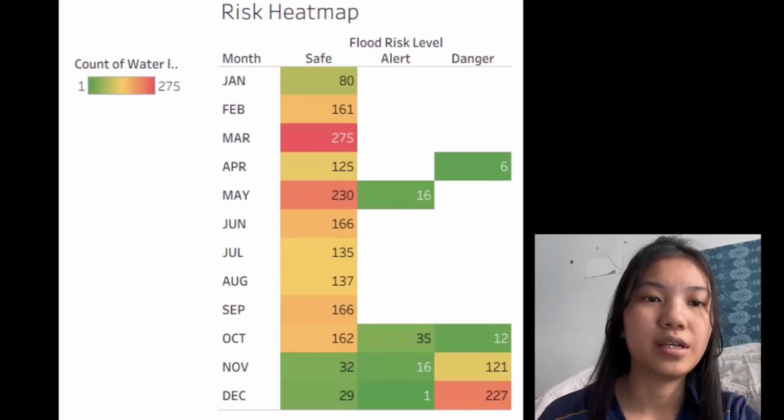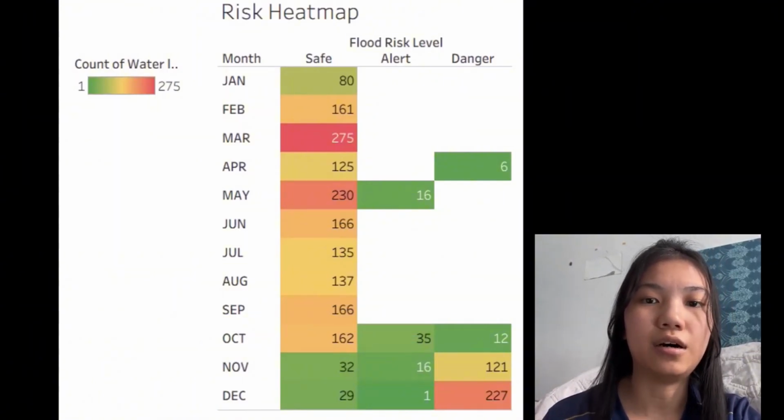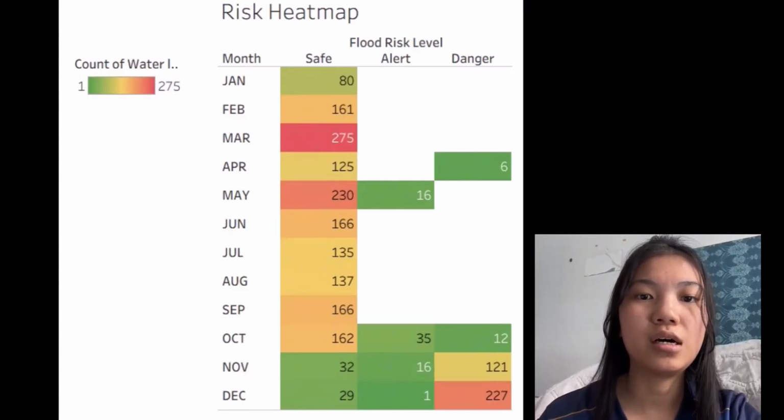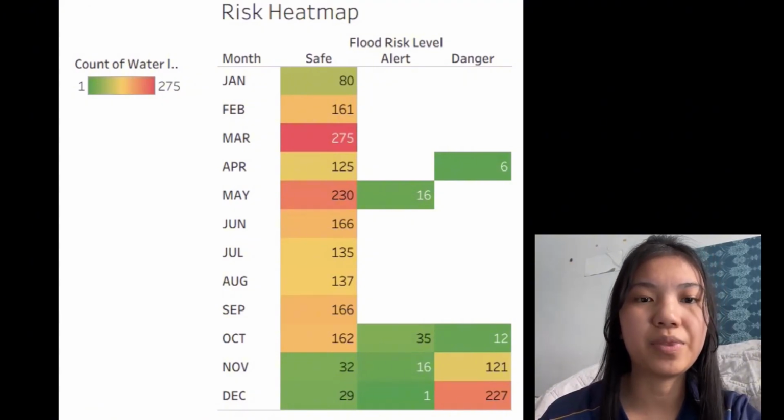The last one is the risk heat map, risk level by month. The heat map clearly shows the danger level events concentrate in November and December, while other months are dominated by the safe condition. Alert level events appear more frequently during the transition months. This confirms that flood risk is seasonal and predictable, allowing tunnel operators to prepare for high-risk periods in advance.